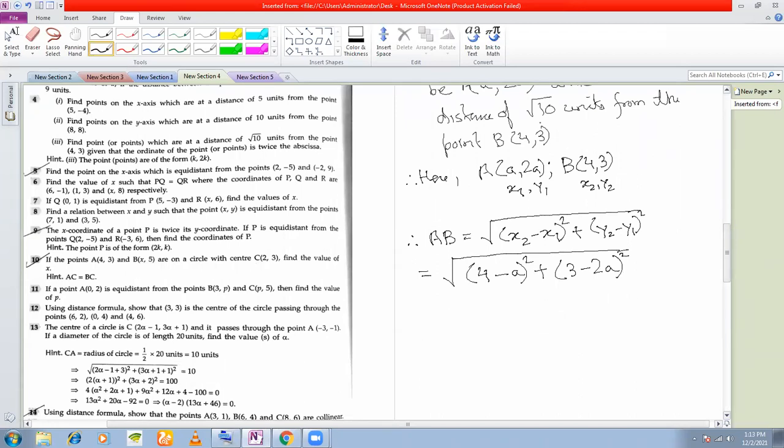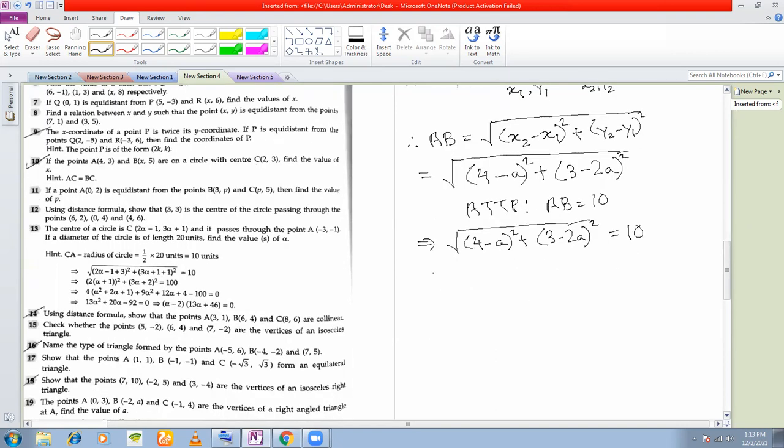And how much is the distance AB given here? Root 10 units. So according to the problem, AB is equal to 10 units. So that means the square root of (4 minus a) whole square plus (3 minus 2a) whole square must be equal to 10. Right? We need to solve this equation.